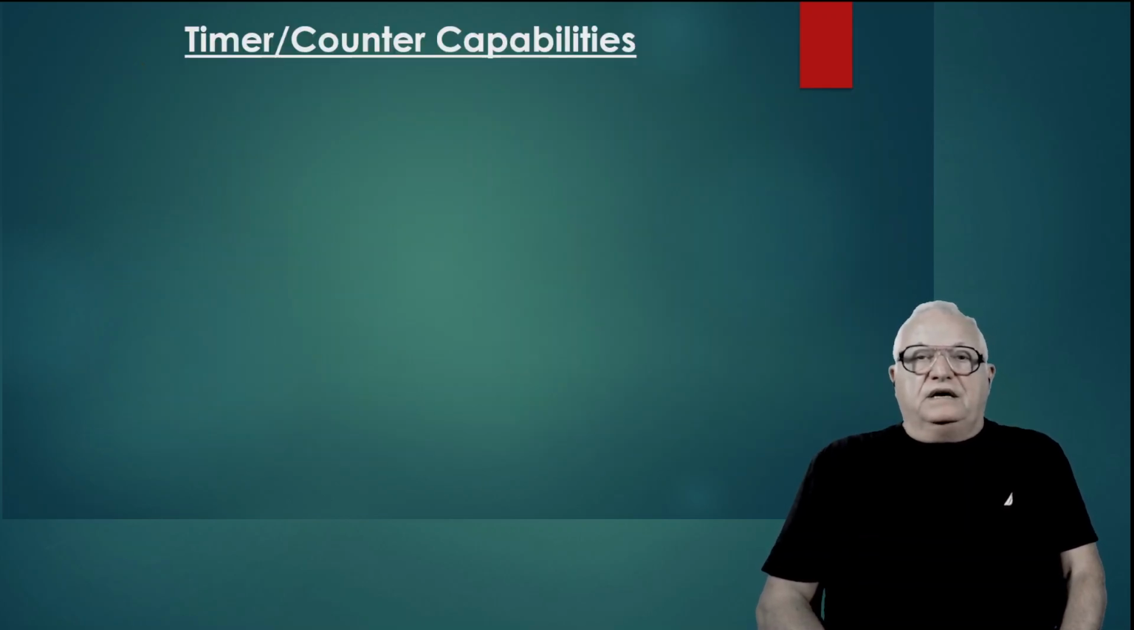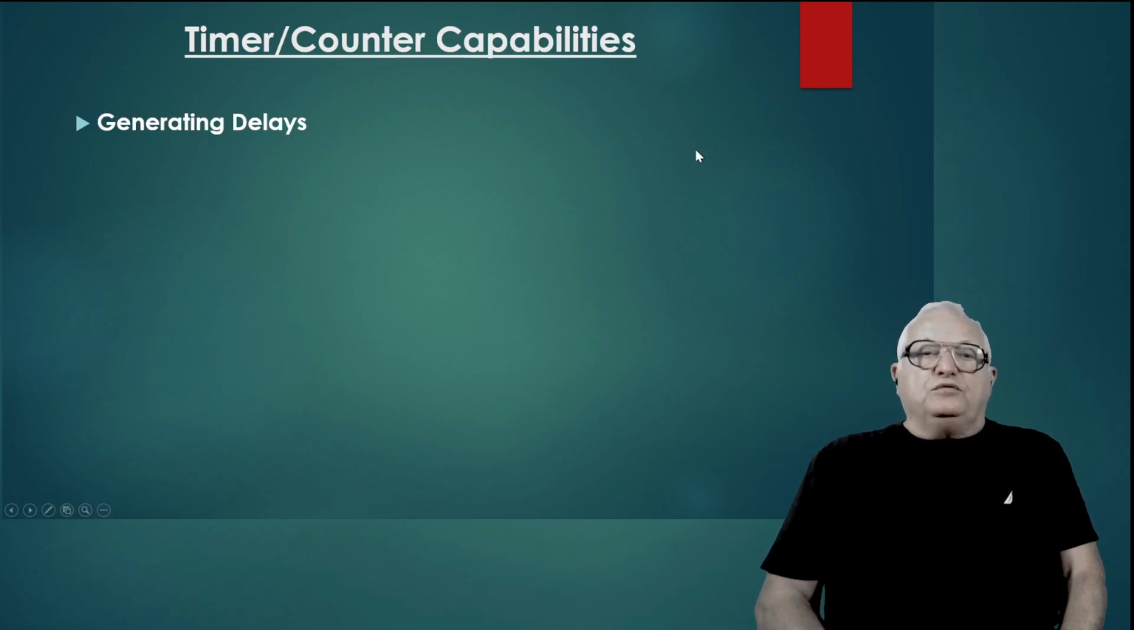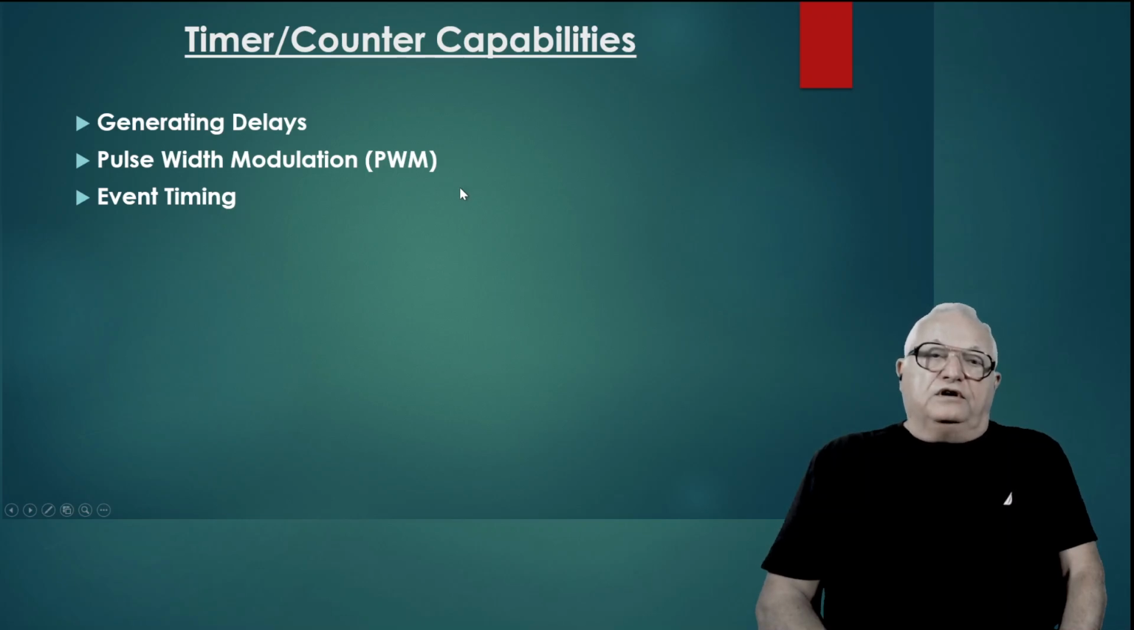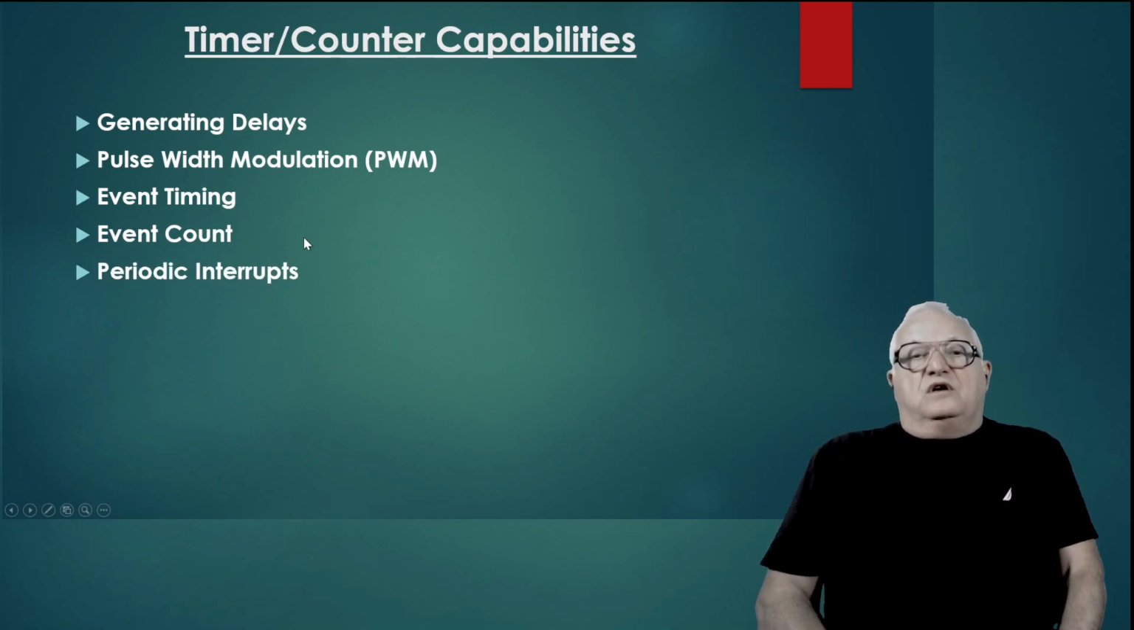So let's start with timer counter capability. You would use a timer to create delays, to output pulses, PWM type, for event timing, knowing when an event occurs, or for counting the number of events. Also, we're going to use a timer if we want to have periodic interrupts.